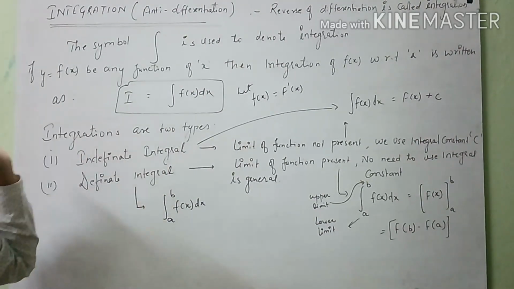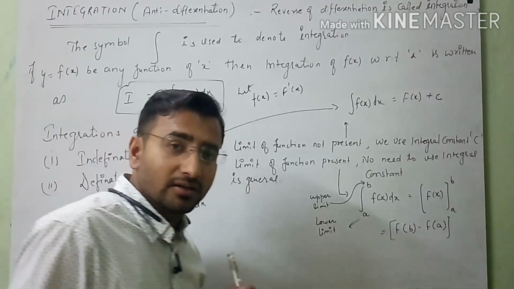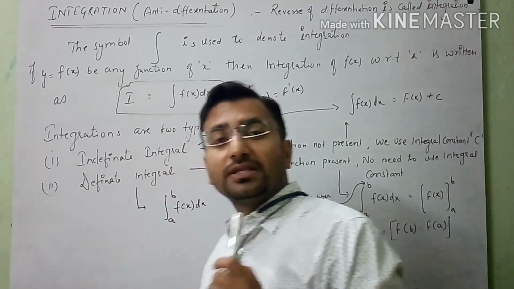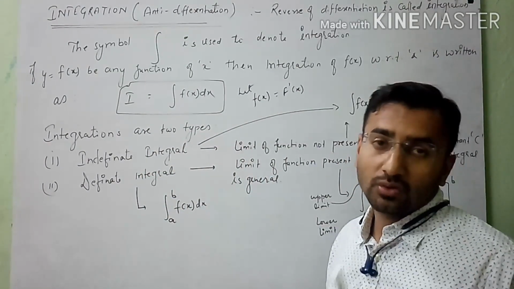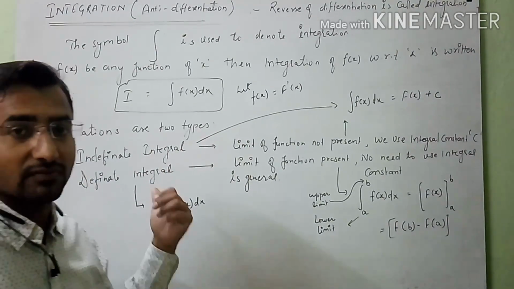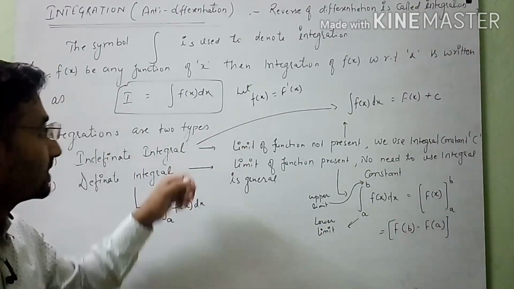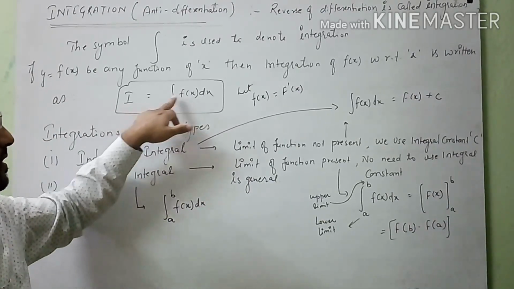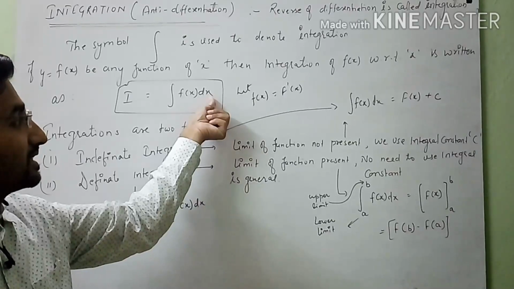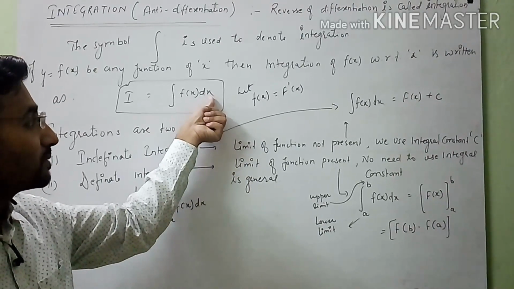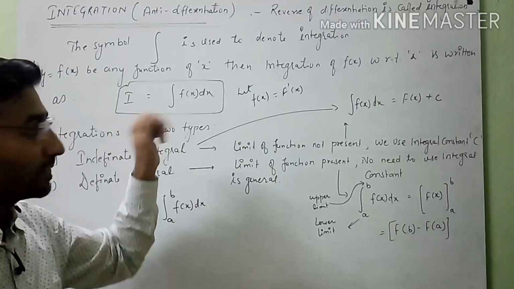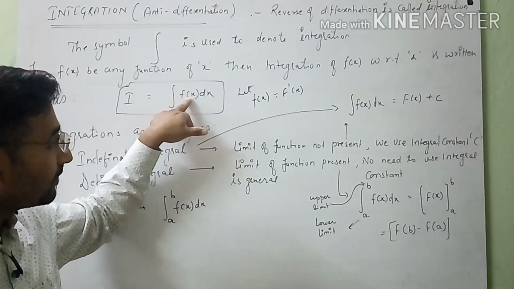Suppose I have a function y equals f(x) and I want to write its integration with respect to x. For any function y equals f(x), the integration of that function with respect to x is denoted by I equals integral of f(x) dx. Here dx means that x is the variable. That's why I'm writing f(x) dx.